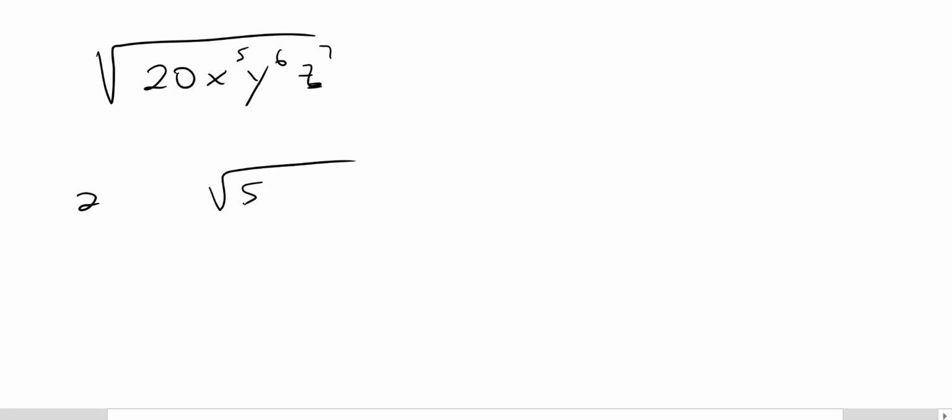If I gave you a crazy one, so 20x to the 5th, y to the 6th, z to the 7th. Basically the 20 we already know. In fact, we already did that one, so I'm not going to do it again. We know we got 2 square root of 5. So 5 is inside, the 2 is pulled out.